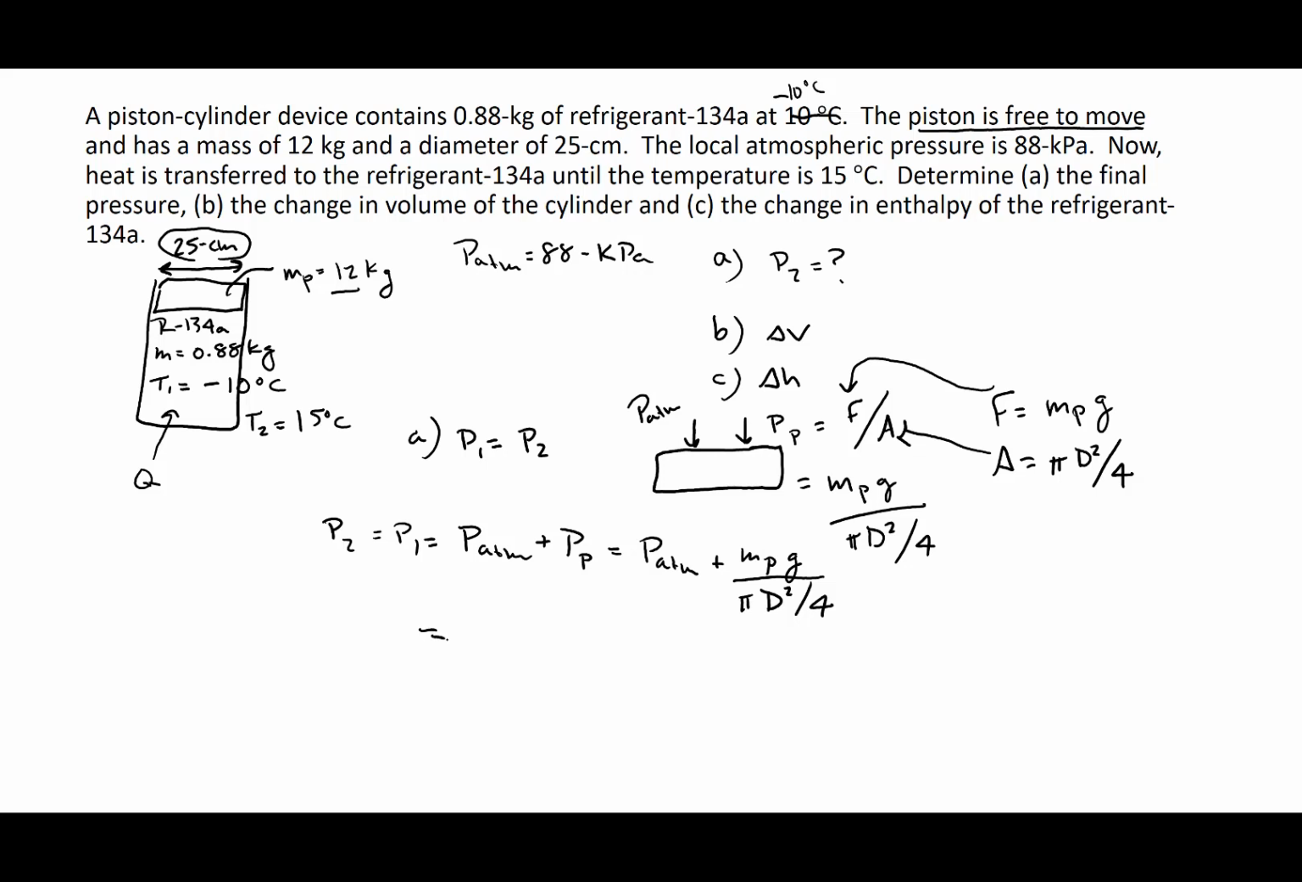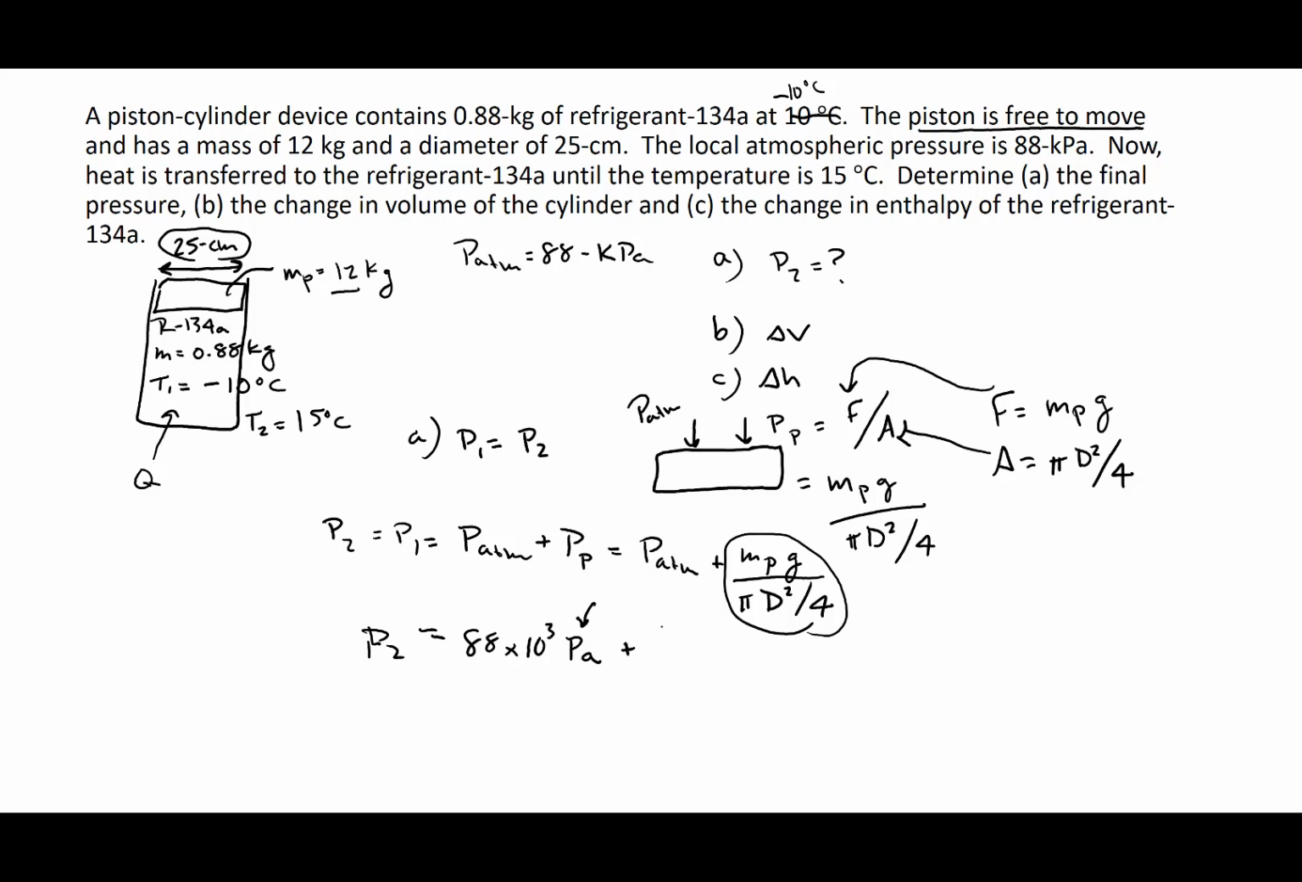So let's plug in some values. P2 is equal to, the atmospheric pressure is 88 kilopascals, and I'm going to write this as 88 times 10 to the third pascals. That's the same thing as kilopascals. Plus, and the reason why I'm doing that is because when I do the calculation for the pressure of the piston, I'm going to get units of pascals. So I want this atmospheric pressure to be units of pascals as well, so I can just add those together.